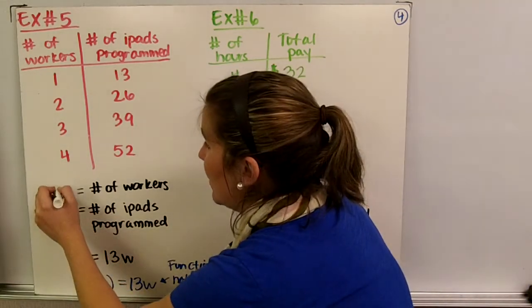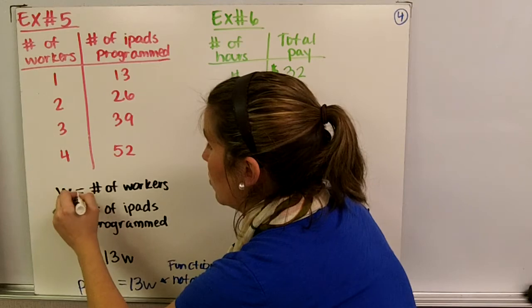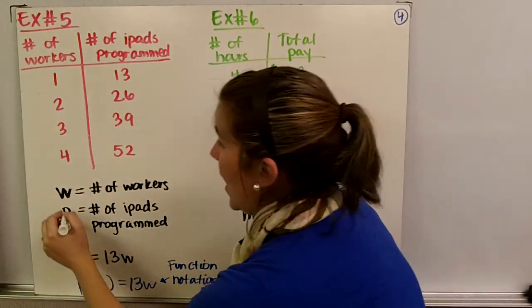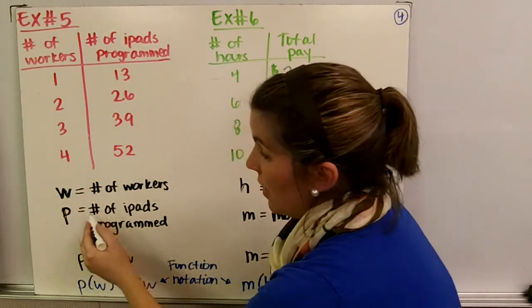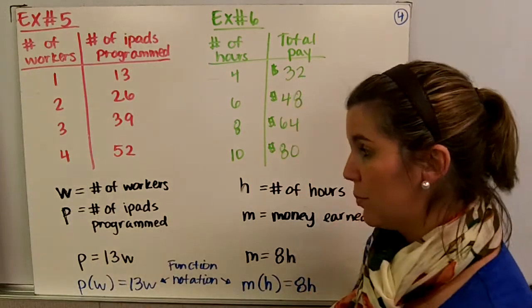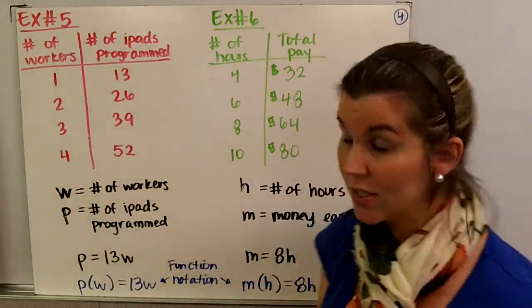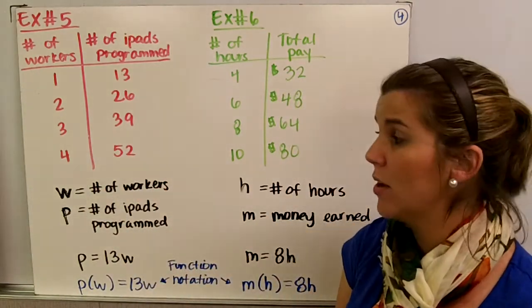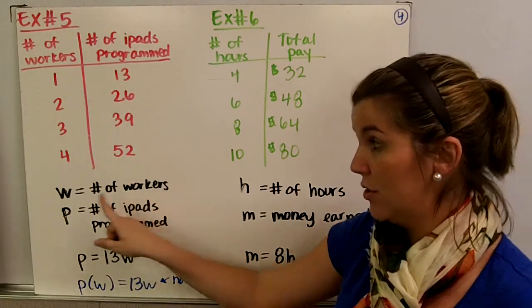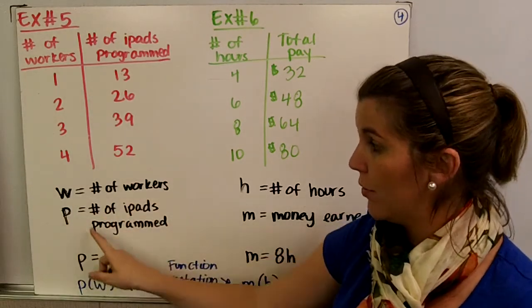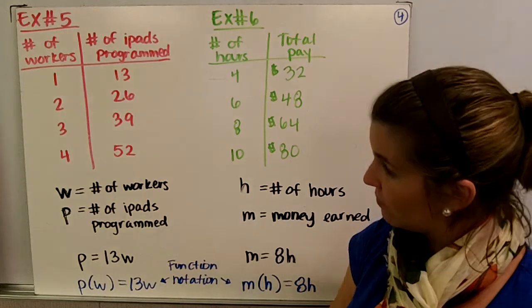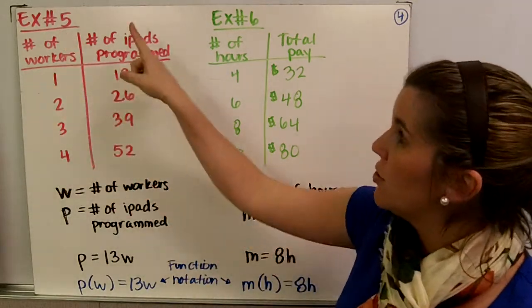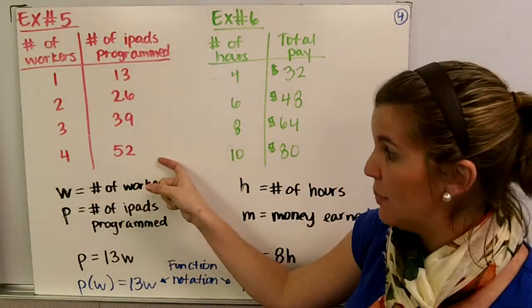So we can define some variables. W equals the number of workers, and P equals the number of iPads programmed. So P for programmed and W for workers. Now you can use X and Y or any variables that you want. I just chose workers and programmed, so W and P. So you put in workers, you get out iPads programmed.